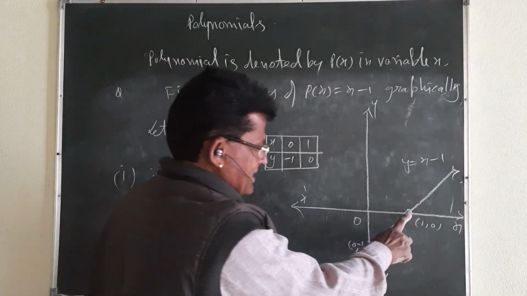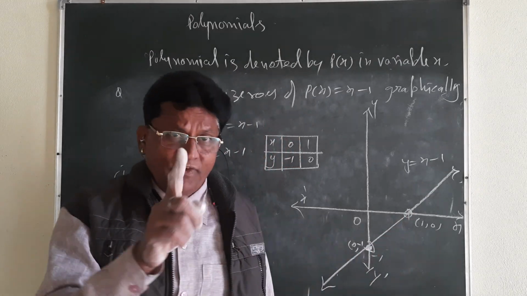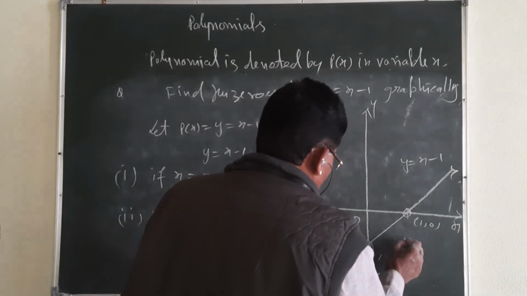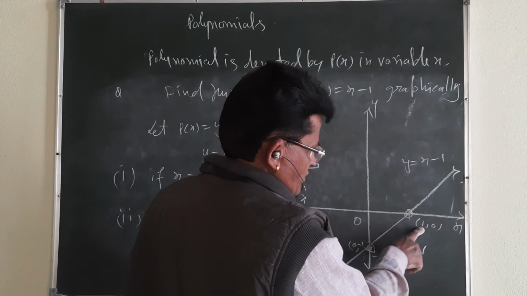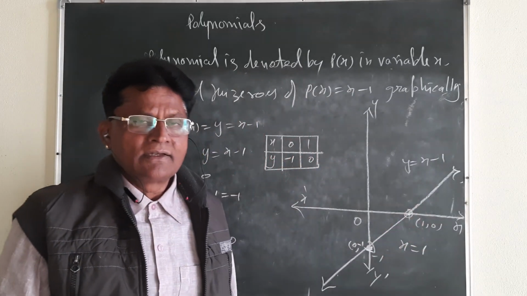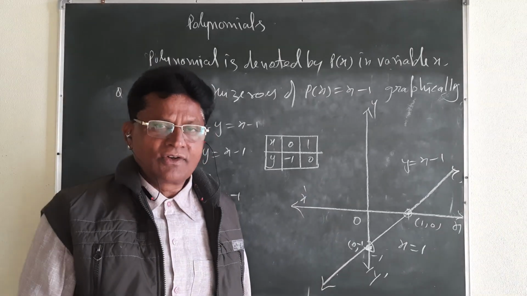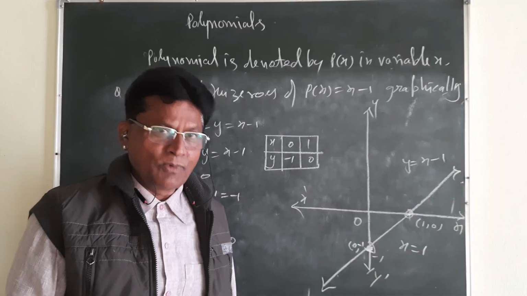That is why, tell me the value on the x-axis. You will have to take only the x coordinate. Okay? x is equal to 1, because the graph intersects the x-axis at this point. x is equal to 1 is the zero of this linear polynomial.